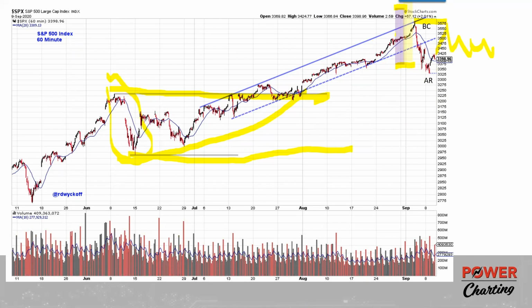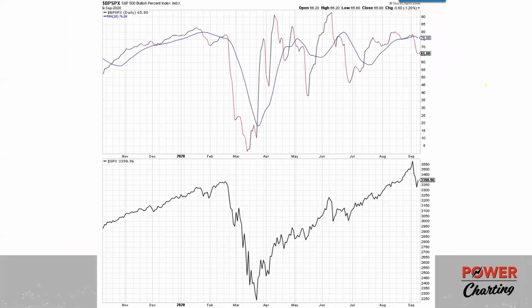The two different shades represent two different count areas: a base in February, March, and then a reaccumulation after that, which is this reaccumulation period that we're looking at here. So counts fulfilled. So we would expect a correction of sorts after fulfilling two important point and figure counts.